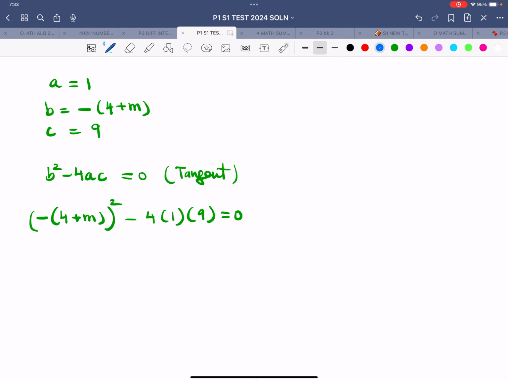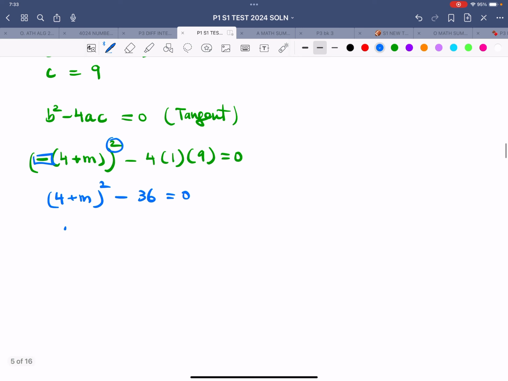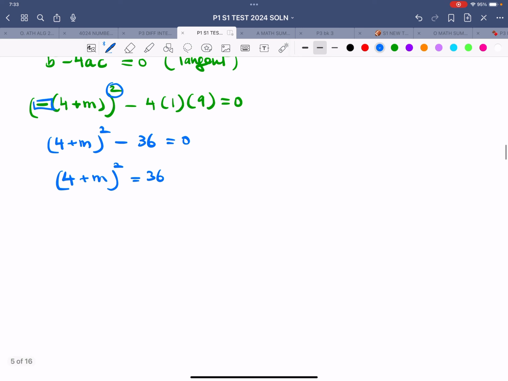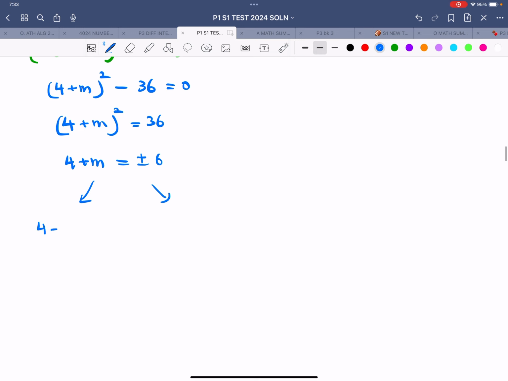So therefore, this negative over here after squaring becomes positive. (4 + m)² − 36 = 0. (4 + m)² = 36. 4 + m = ±6, either this or this. So 4 + m = −6. Therefore, m comes out to be −10.